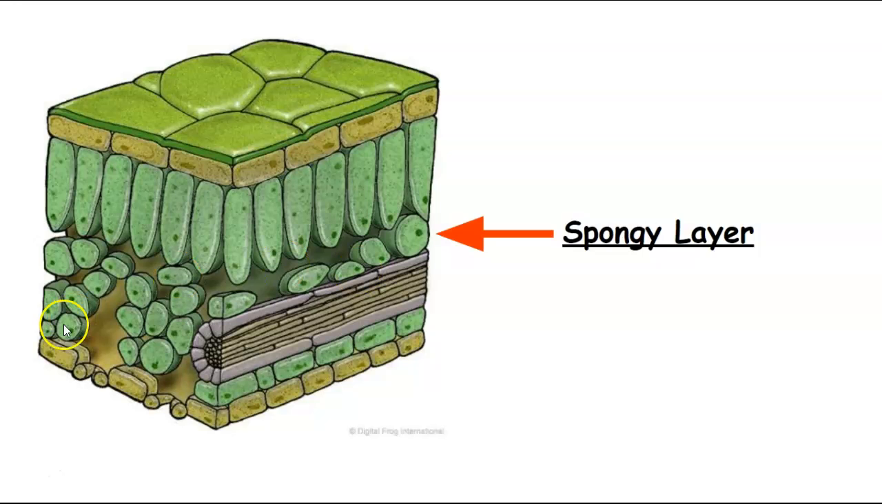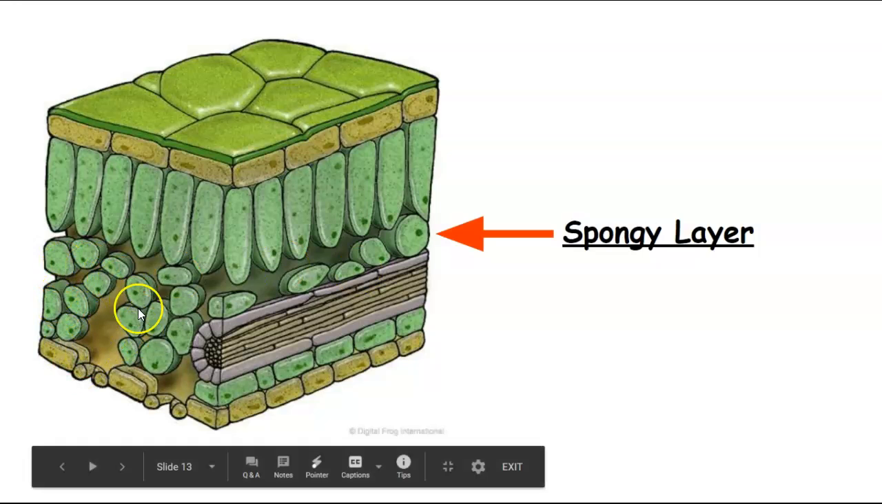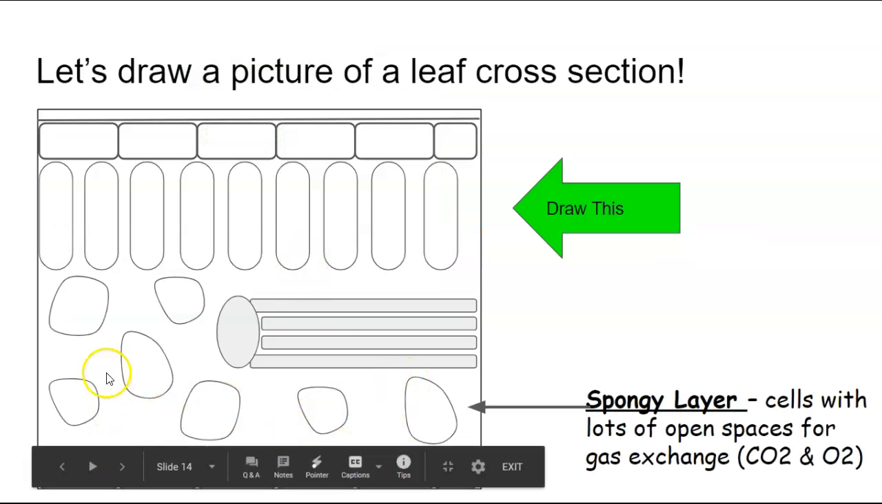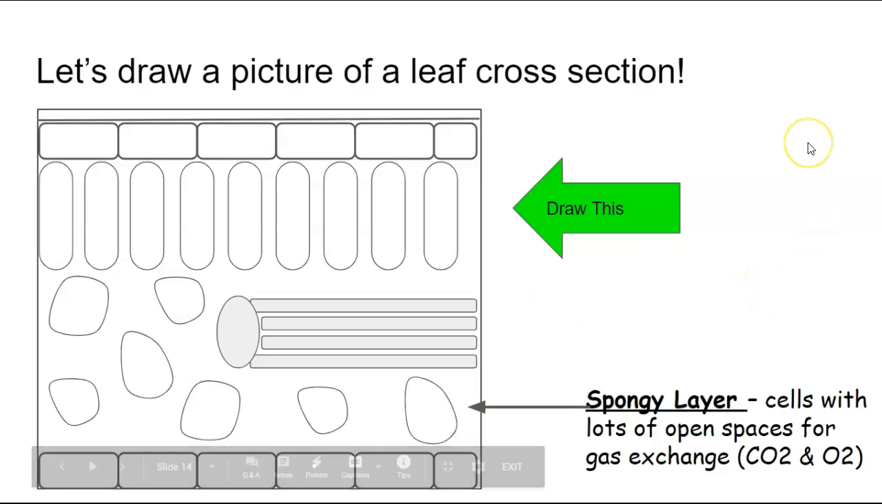All right. So in here, we have something called a spongy layer. And the reason it's called a spongy layer is because it's got a lot of empty spaces and holes, kind of like a sponge, right? If you look at a kitchen sponge, it's got a lot of holes. So we're just going to draw some random circles, random cells in here for the spongy layer.